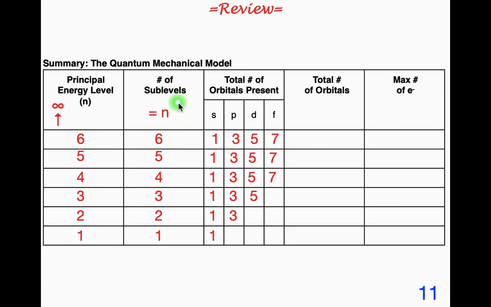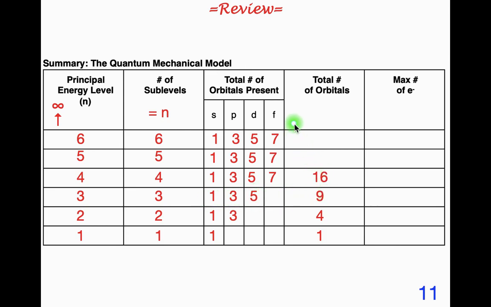Now, the number of sublevels that we have is exactly equal to the principal energy level. So like the fourth principal energy level has 4 sublevels. What are those 4 sublevels? It's the s, p, d, f. Okay, how about the total number of orbitals? Well, all we need to do is add together the numbers that we have here. So in the first energy level, we have 1 orbital. In the second, 1 plus 3, 4. The third, 1 plus 3 plus 5, 9, etc.